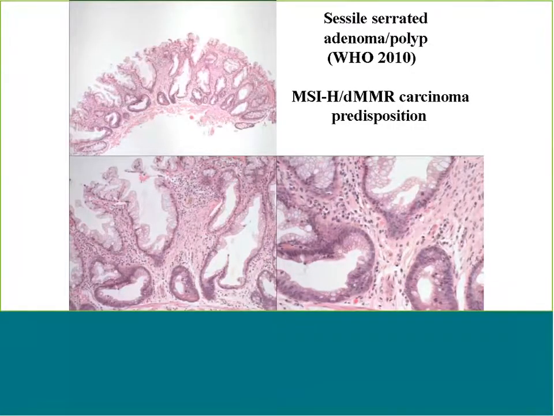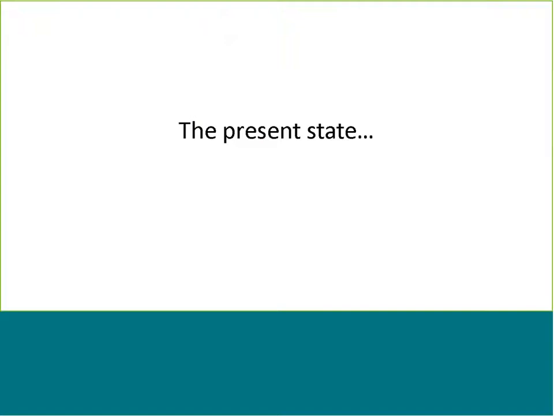In addition, the recognition that the precursors are a bit different, that the sessile serrated adenoma polyp in the right colon is a common precursor to these tumors. It's not a one-for-one relationship. It isn't either or compared to a traditional adenoma, but these are obviously more commonly associated.